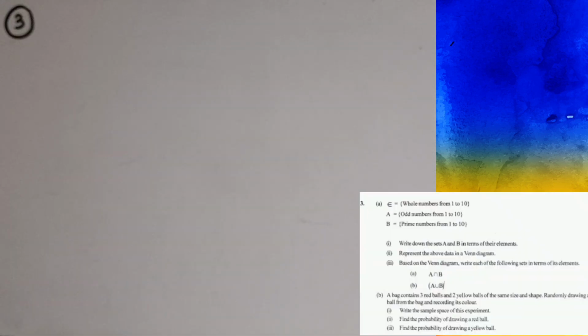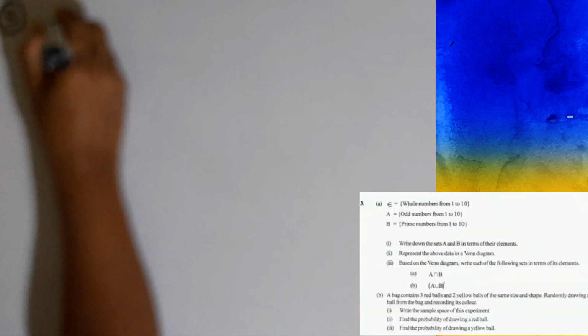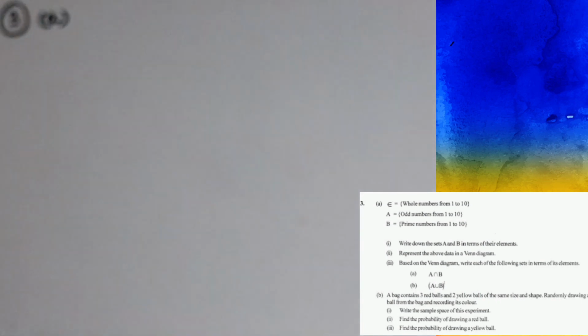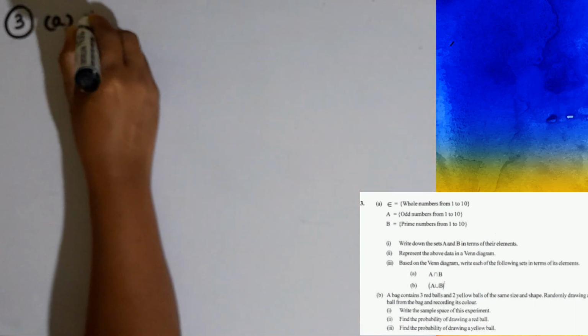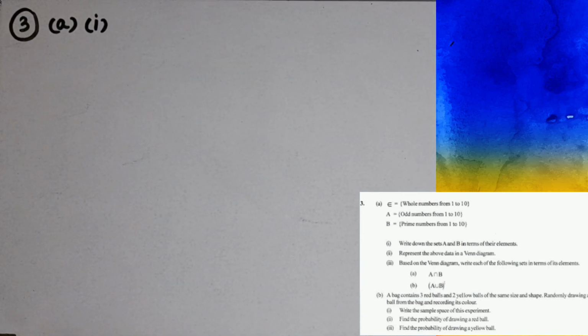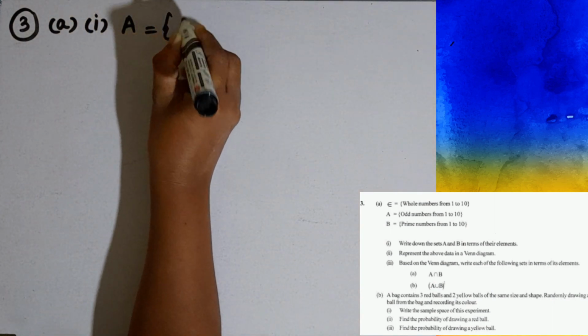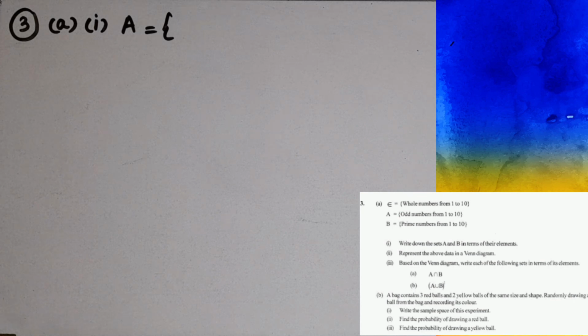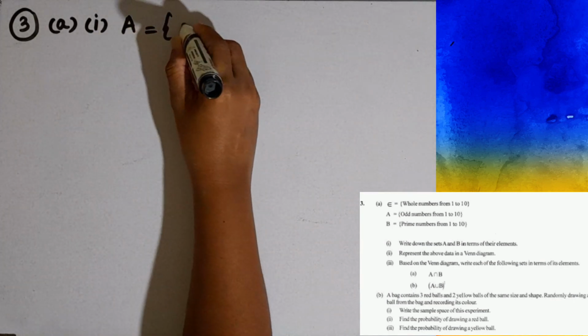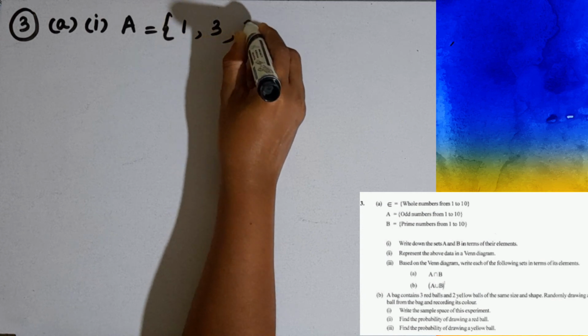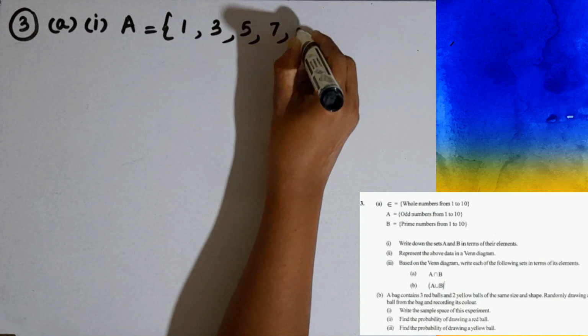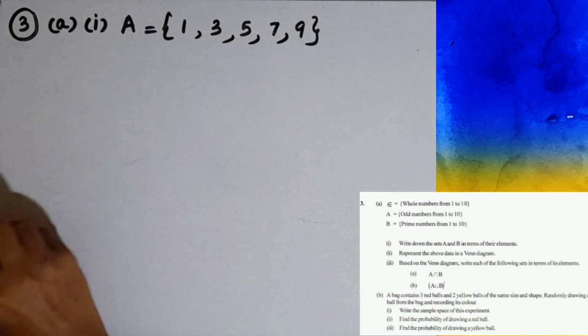Question number 3, A part. We are given this set in descriptions. First question. Write down the sets A and B in terms of their elements. A. Set A is described as odd numbers from 1 to 10. So 1, 3, 5, 7 and 9. These are the elements of set A.